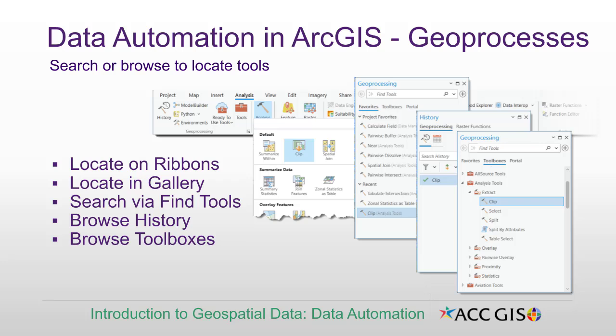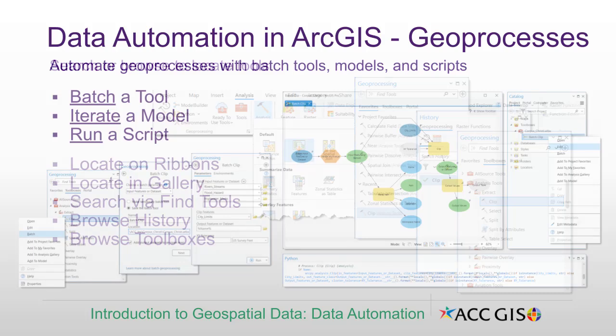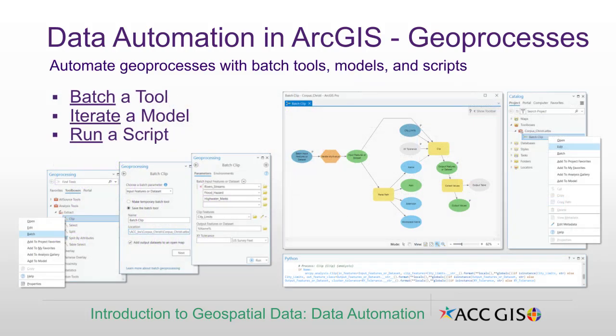You can also browse toolboxes. In the geoprocessing pane, if you click on the toolboxes panel, you can see I have browsed to the clip geoprocessing tool in the analysis toolbox and in the extract tool set. In ArcGIS, geoprocesses can be automated by batching a tool, iterating a model, or running a script.